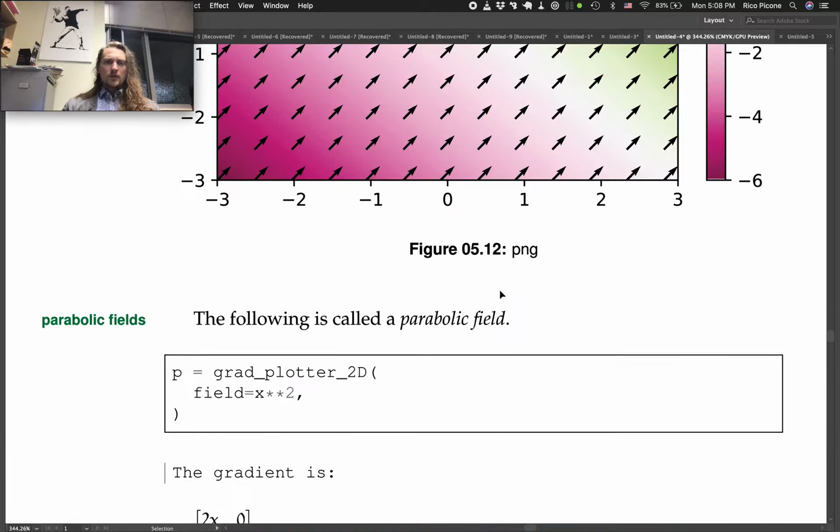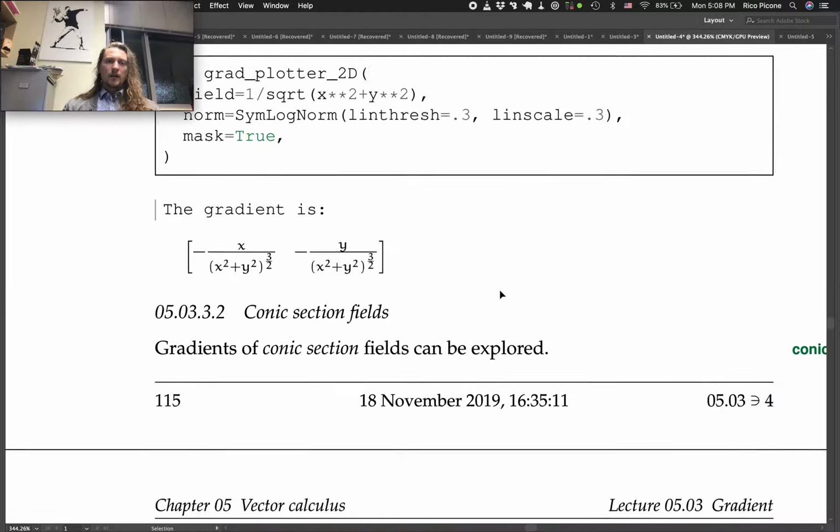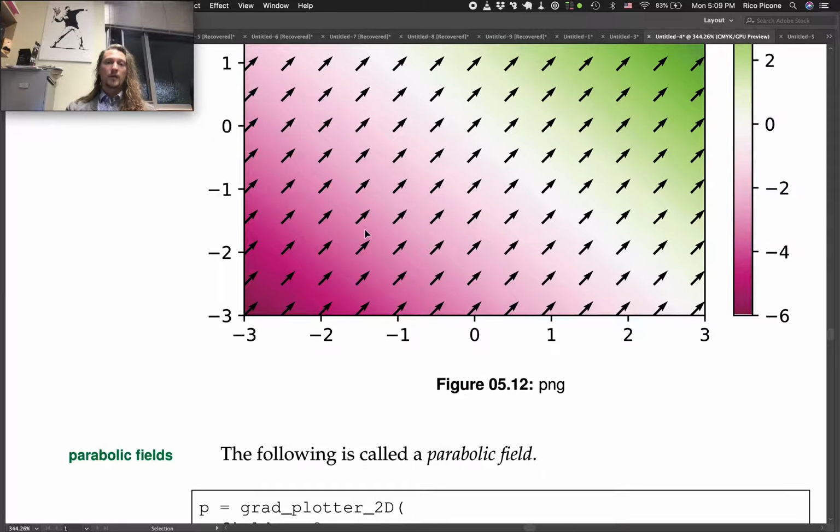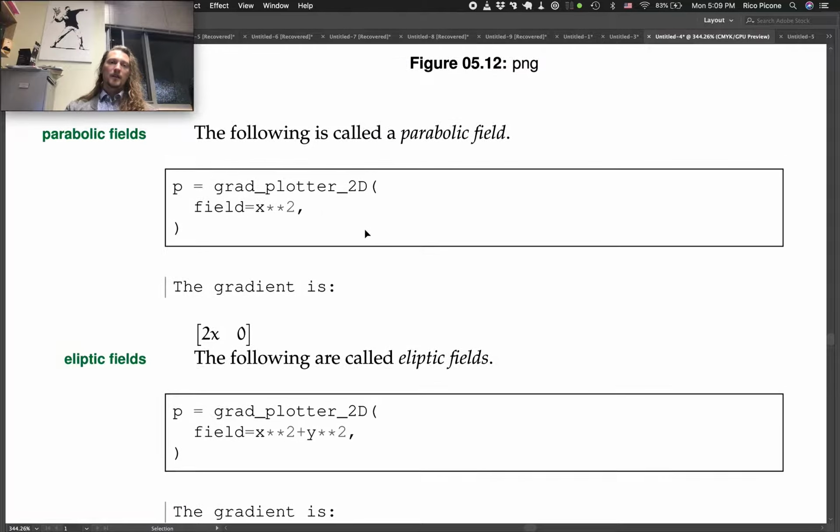And the next ones are all conic sections. So conic sections are the parabola, the ellipse, and the hyperbola. And so those three also have vector fields associated with them. So we can look at these conic sections.